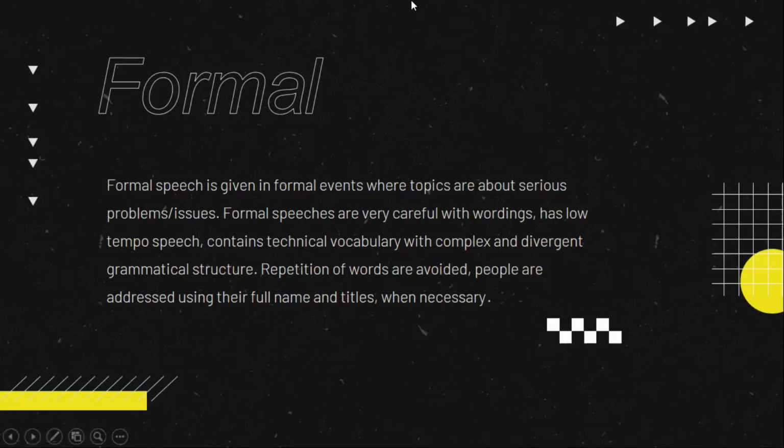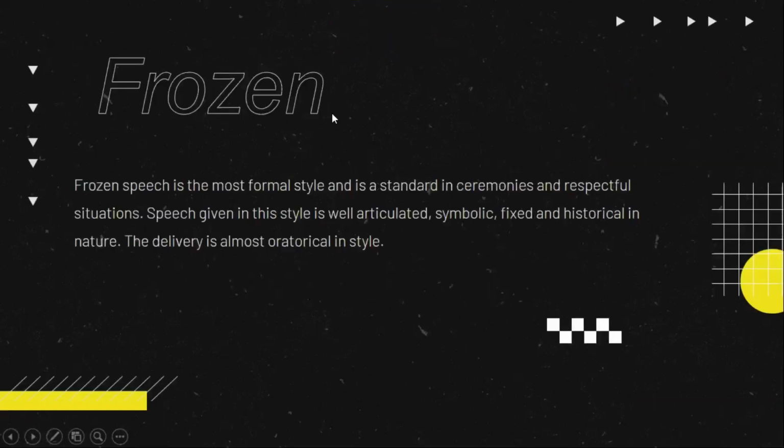So here, no jargon, no slang. You use more formal words, okay? And you have to be mindful of your grammar, okay? You have to be mindful of the words that you are going to use, okay? So that is for formal speech. And lastly, frozen. Frozen speech is the most formal style and is a standard in ceremonies and respectful situations.